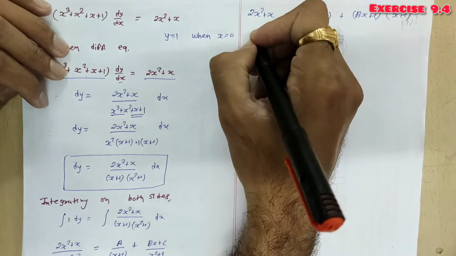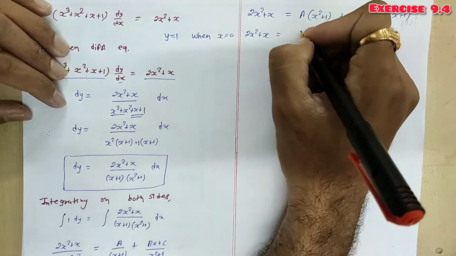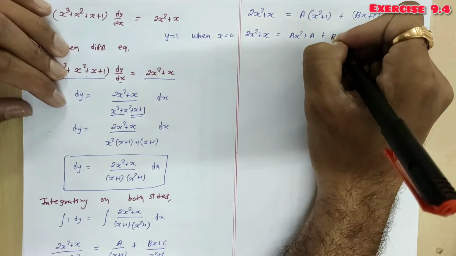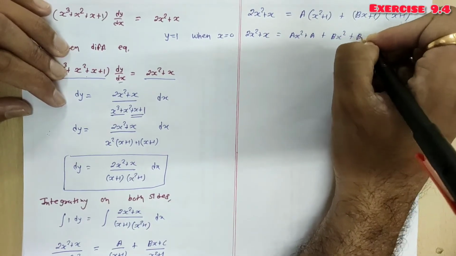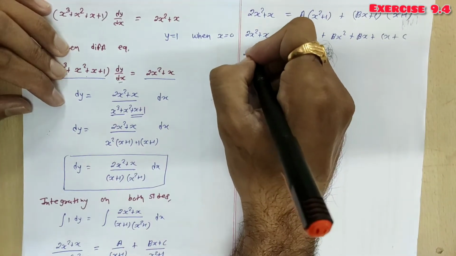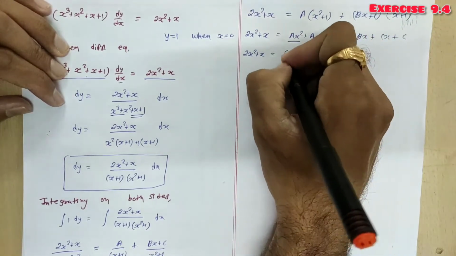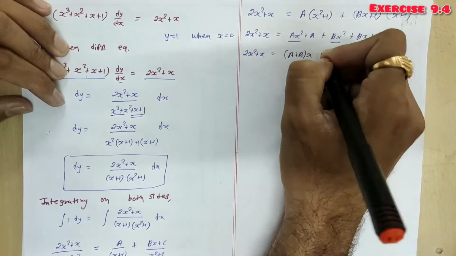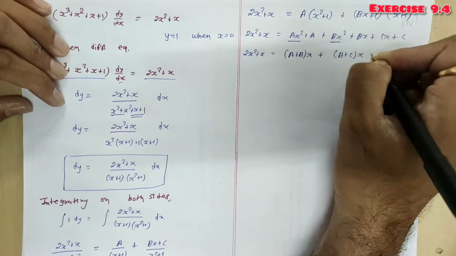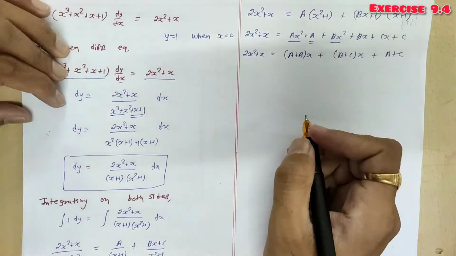Very good. 2x square plus x equal to, now simplification: ax square plus a plus bx square plus bx plus cx plus c. So 2x square plus x equal to, now we can take x square common: (a plus b) x square, plus (b plus c) x, plus (a plus c).